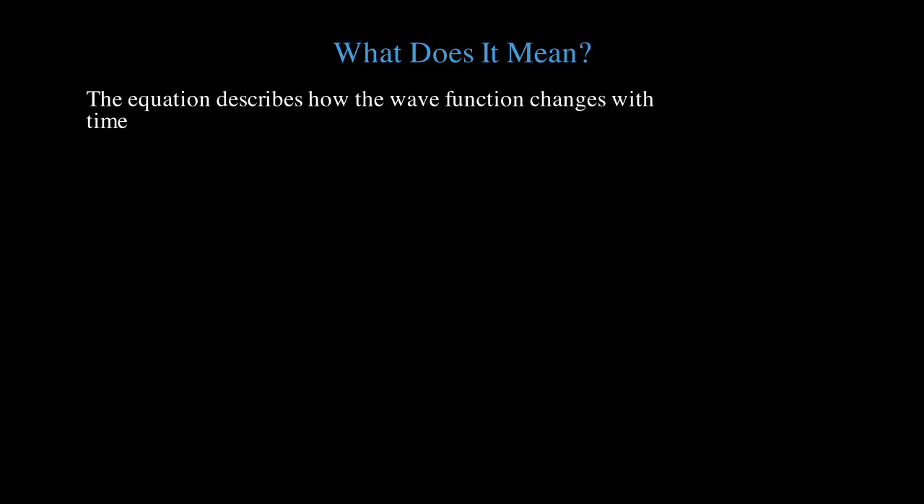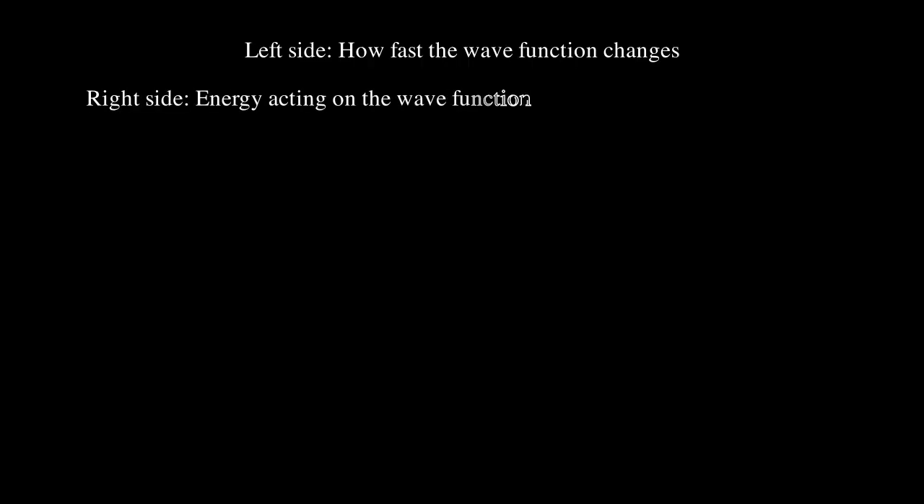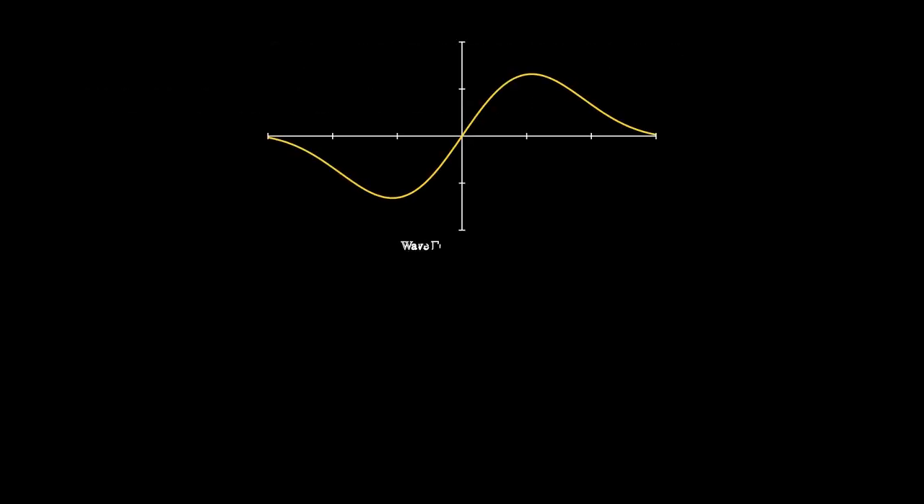Now let's understand what this equation actually tells us. The equation tells us how the wave function evolves and changes as time passes. The left side represents the rate of change of the wave function with respect to time. The right side shows how the energy of the system affects the wave function. This is what a wave function might look like, a wave spread out in space that changes over time.